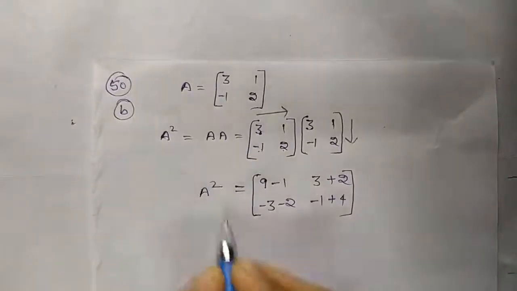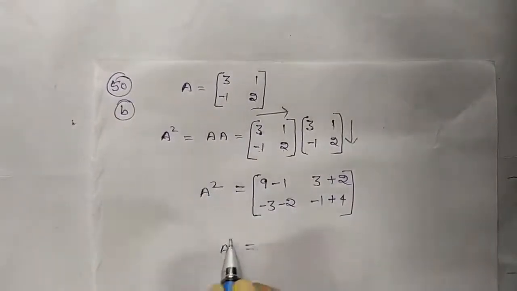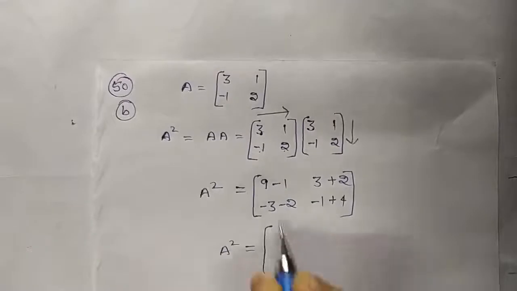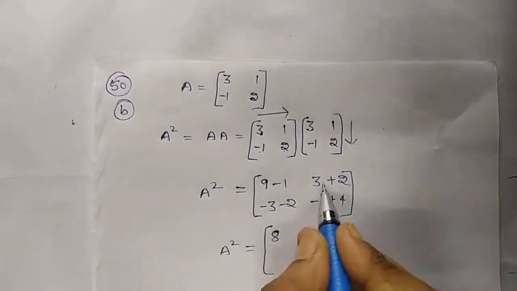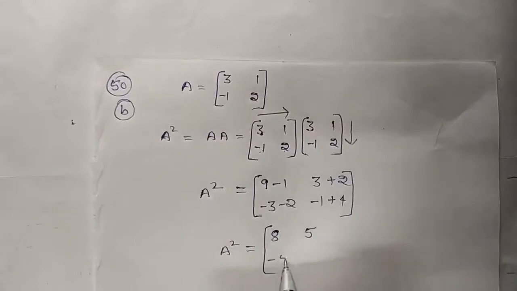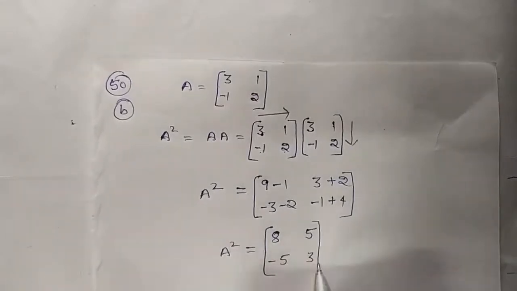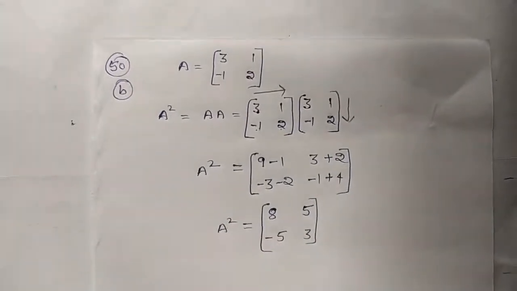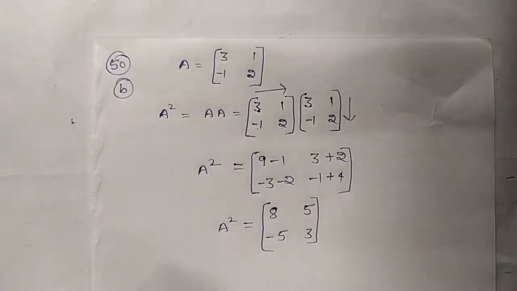Therefore, it is a matrix A square. That is equal to 9 minus 1 is 8. 3 plus 2 is 5. Minus 3 minus 2 is minus 5. And it is plus 3. Hence, we get A square matrix.